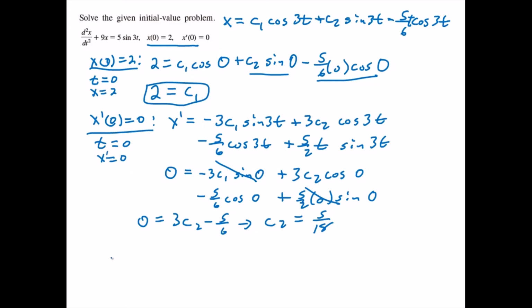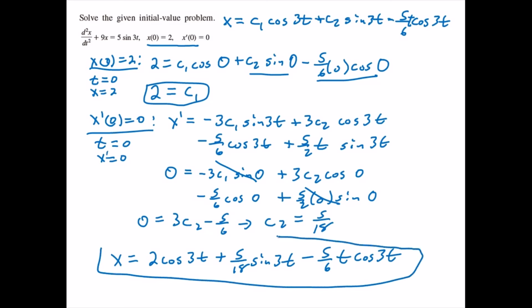So now we can get our general solution. We'll have x equal to c sub 1, which we had found to be 2. So we'll get 2 times the cosine of 3t plus c sub 2, which we found to be 5/18. So we'll add 5/18 times the sine of 3t, and then we'll subtract 5/6t times the cosine of 3t. So this will be our final solution.